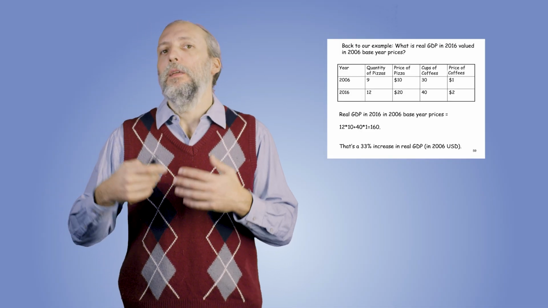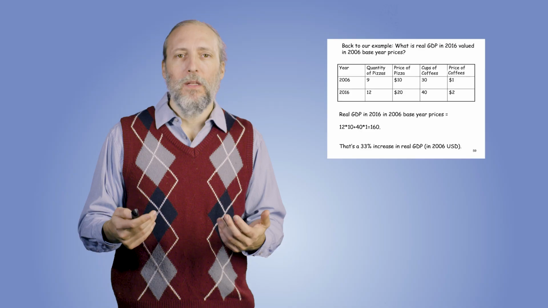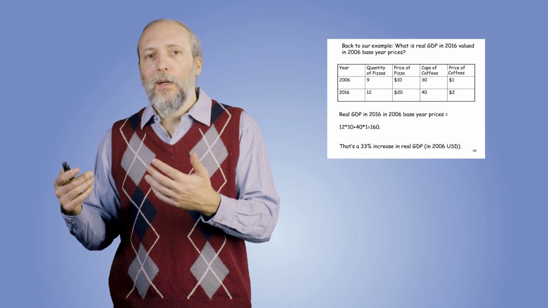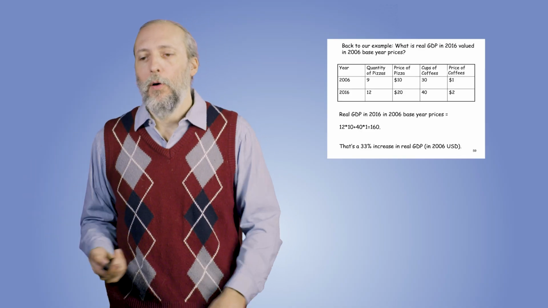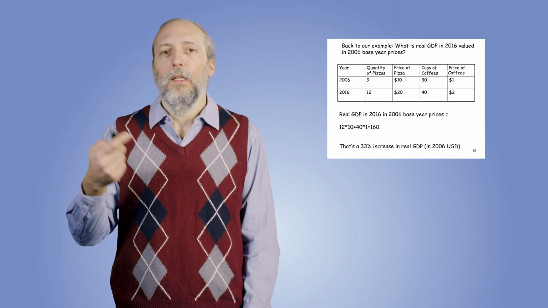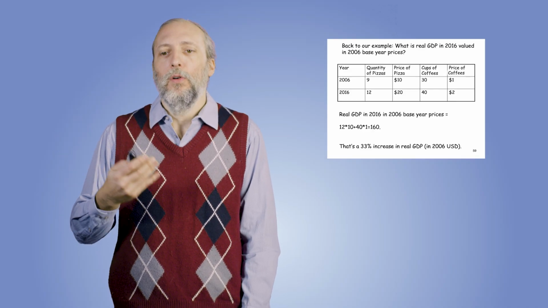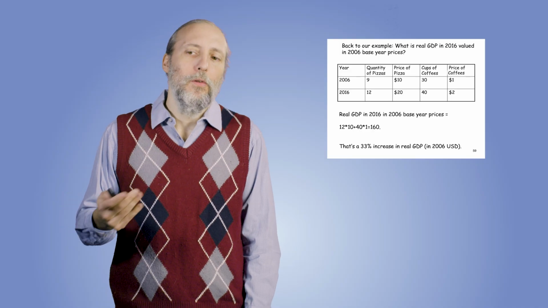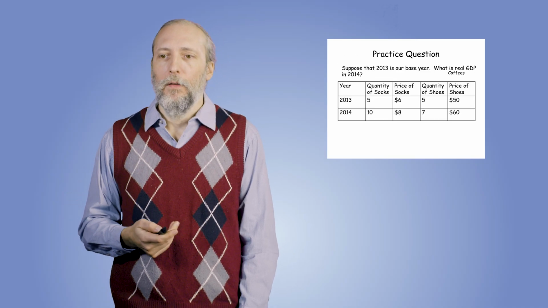When you hear "in 2006 dollars," that essentially means we're using that year's prices, or we're using that year as our base year. Okay, so we see that this actually leads to a 33% increase, which is only capturing the increase in the quantity produced because the prices are fixed.